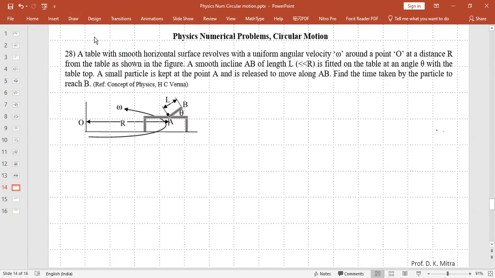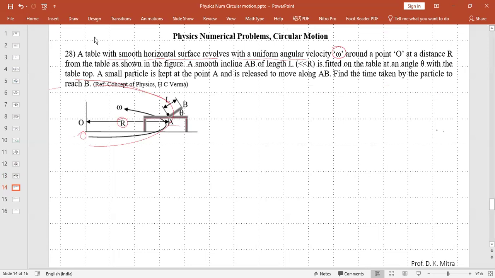a table with a smooth horizontal surface revolves with a uniform velocity. That means the table itself revolves in a circular way with a velocity omega around the point O. This is the point O, at a distance r from the table as shown in the figure.